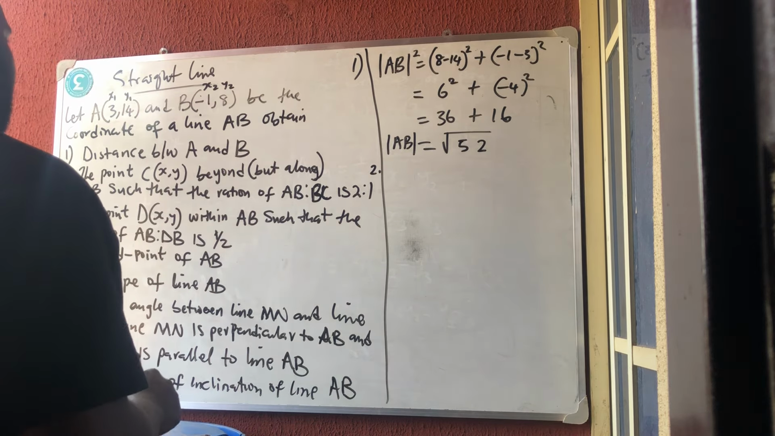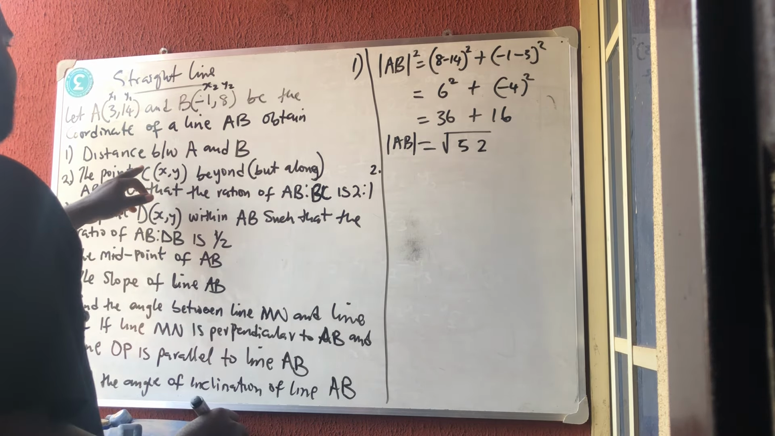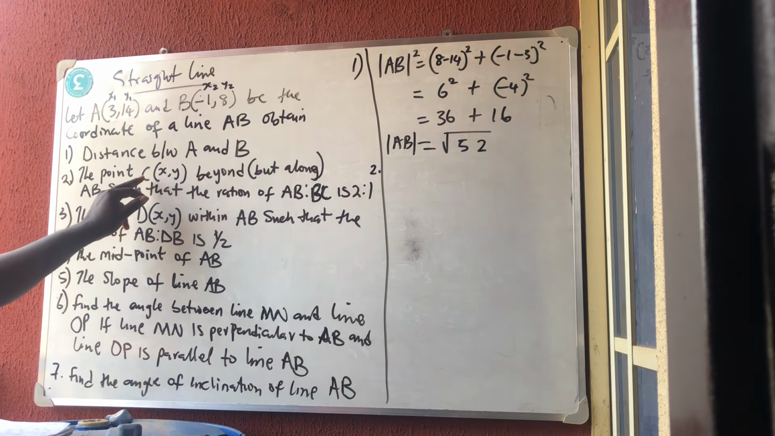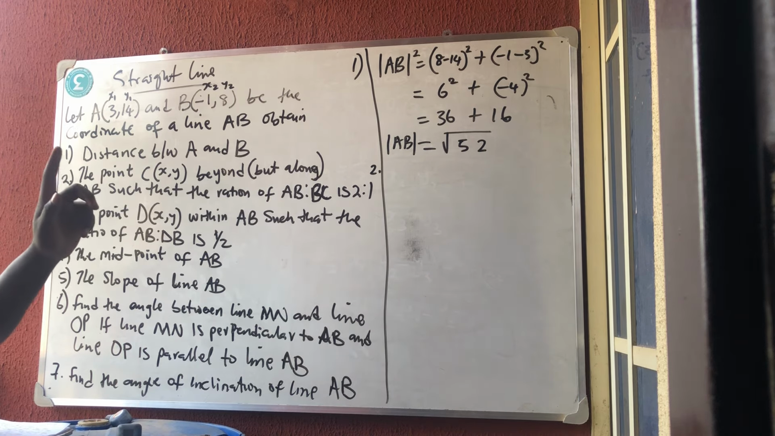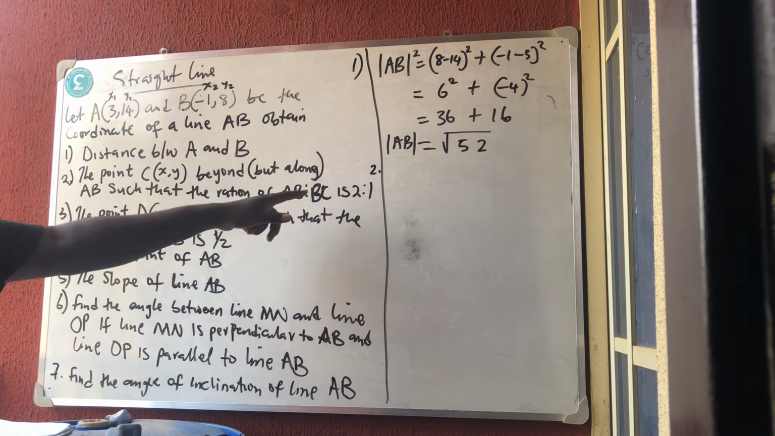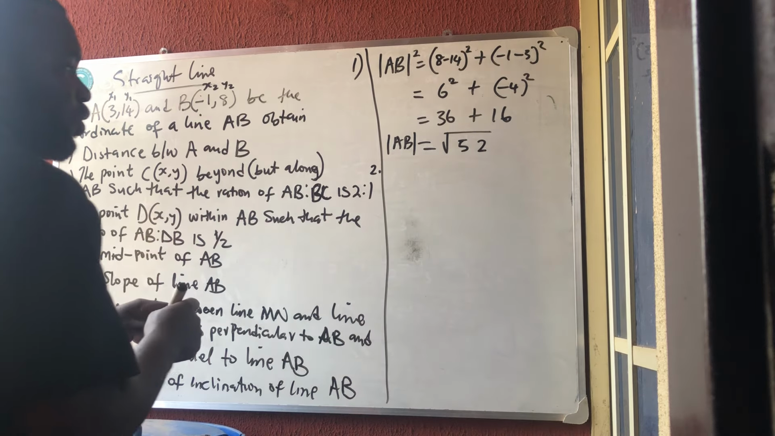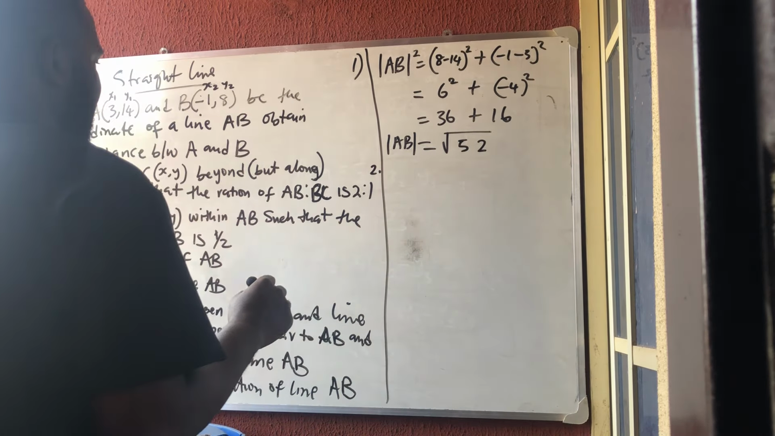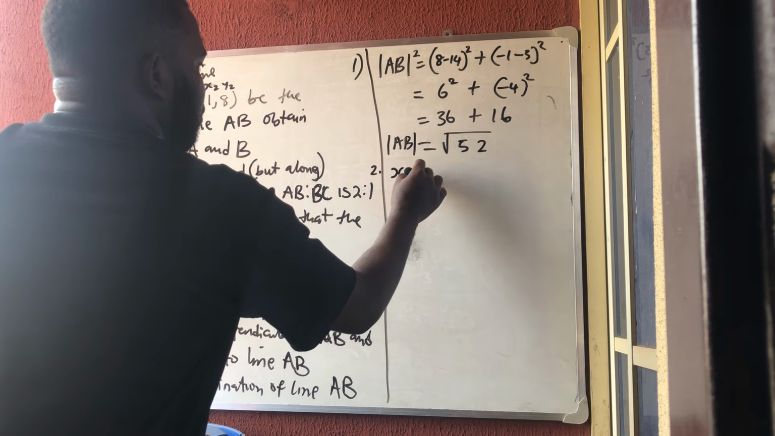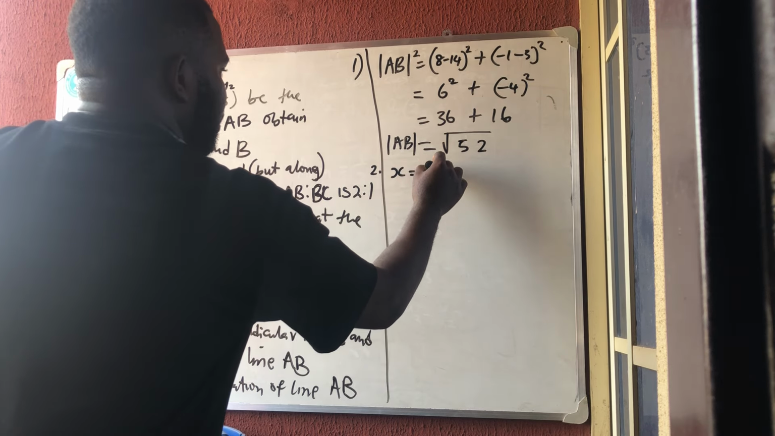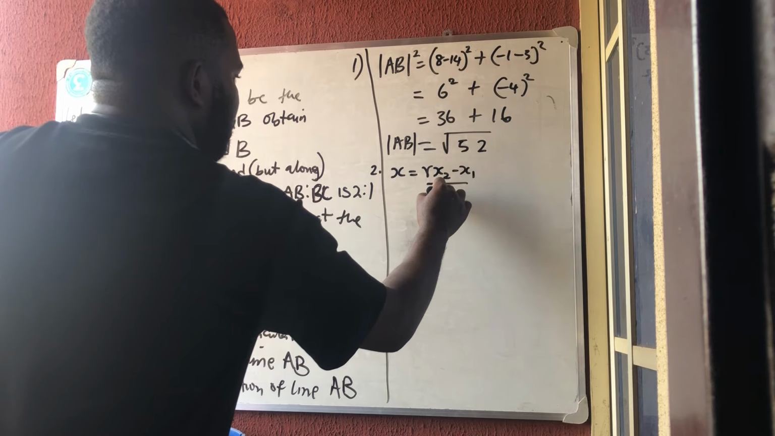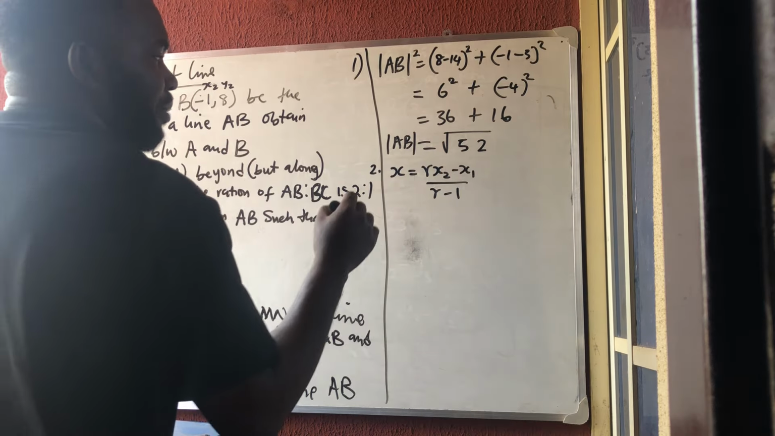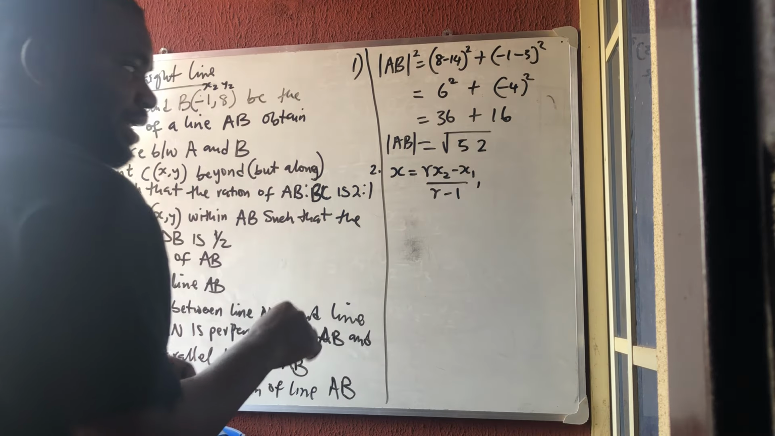Number 2 said we should find the point C, which is x comma y, beyond but along. I told you that if you see this beyond but along, it means external division. So we should divide it in the ratio of what? 2:1. And I told you that external division, to get x, is simply what? Start from r, x2 minus x1 all over r minus 1. Why am I using minus? Because I'm talking about external division.